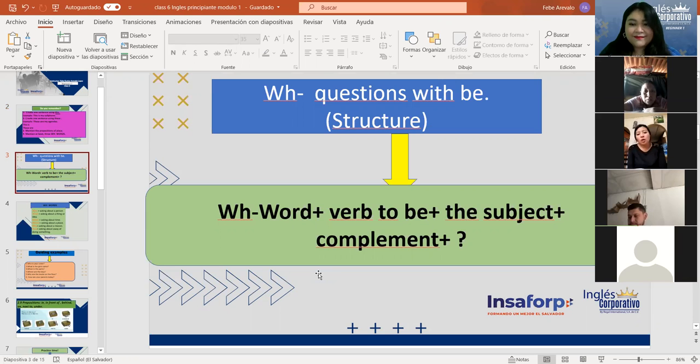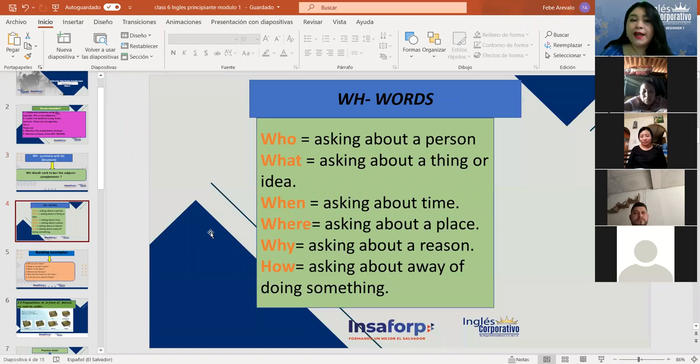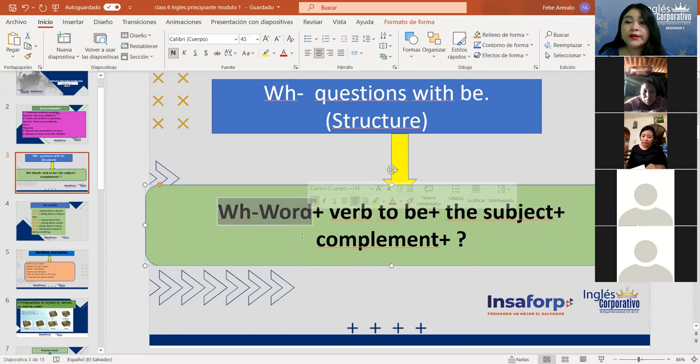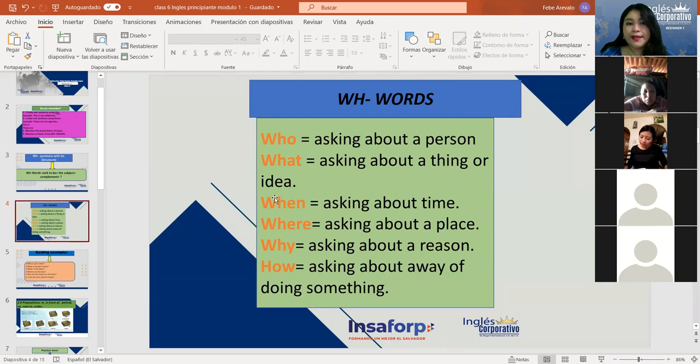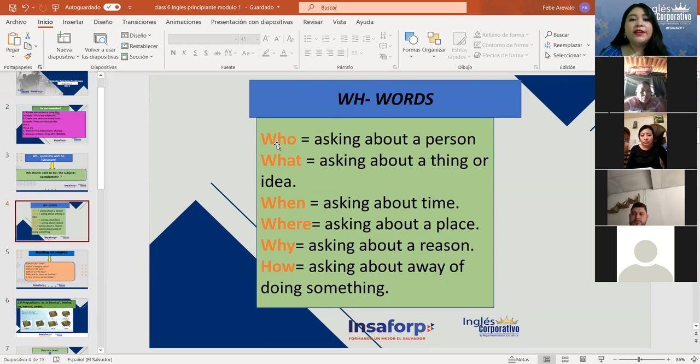WH word plus verb to be plus the subject plus complement plus question mark. Excellent, bravo, Mayra, very good. Así me gusta, que ya puedan decirme las estructuras. Excellent. So, we have double H words, ¿ok? Tenemos estas palabras. Como la estructura nos exige utilizar una double H word, vamos a utilizar una de estas. Let's see, so, Amber, can you read? ¿Podría leer para qué utilizamos who y what? Aquí está la información.